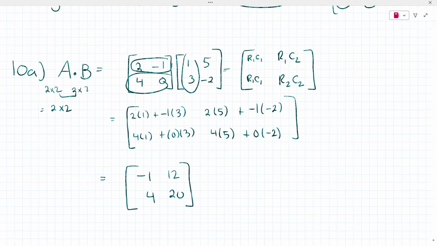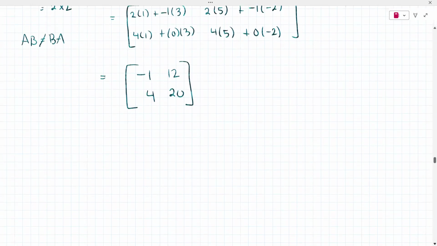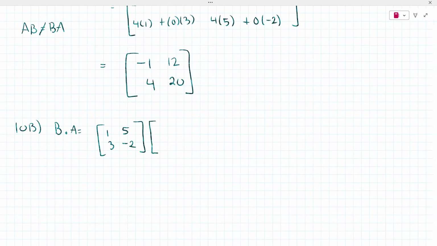Now I'm going to show you that, remember we went over a rule that says AB does not equal B times A. So I'm going to prove that. So the next question says find B times A. Okay, so order does matter. So matrix B is 1, 3, 5, -2. Matrix A is 2, 4, -1, and 0.